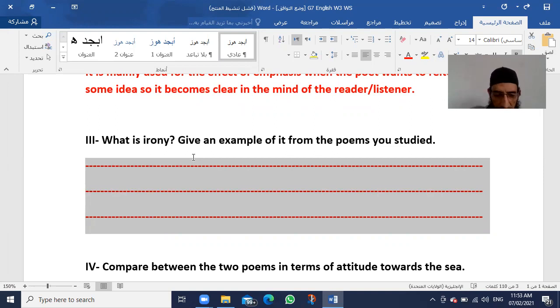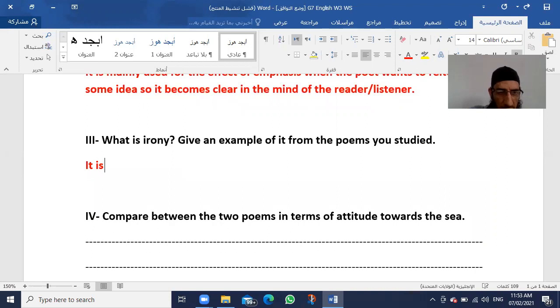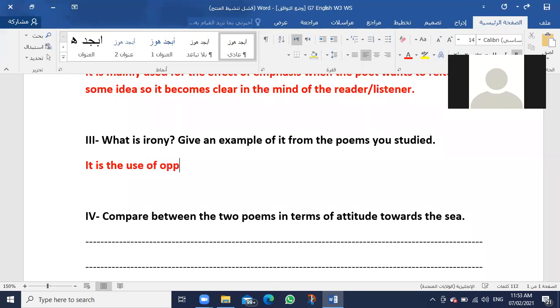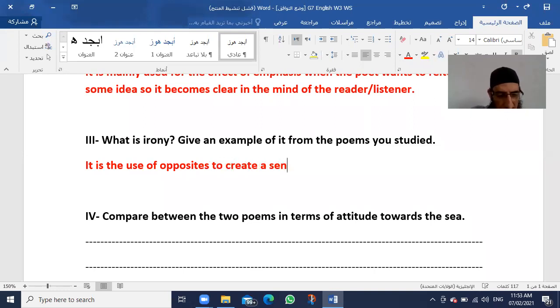So we can also say, from what Yasin said and what others contributed, that irony is the use of opposites to create a sense of suspense or surprise for the listener or the reader.